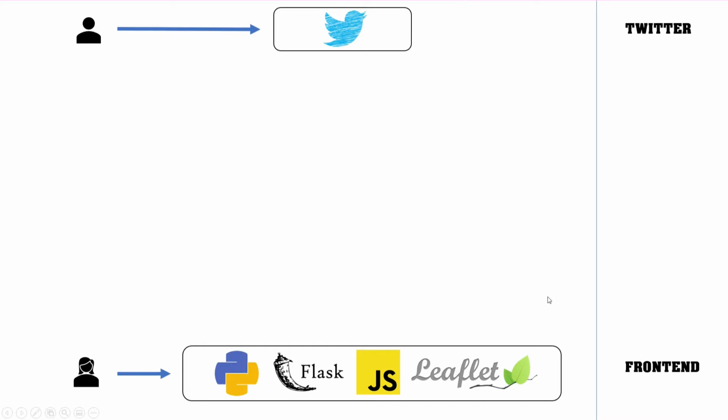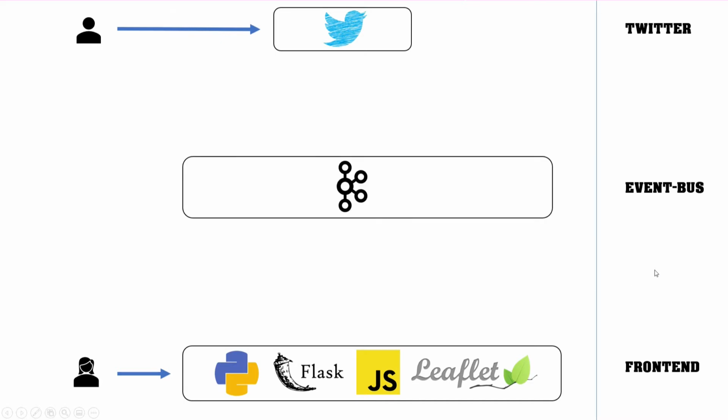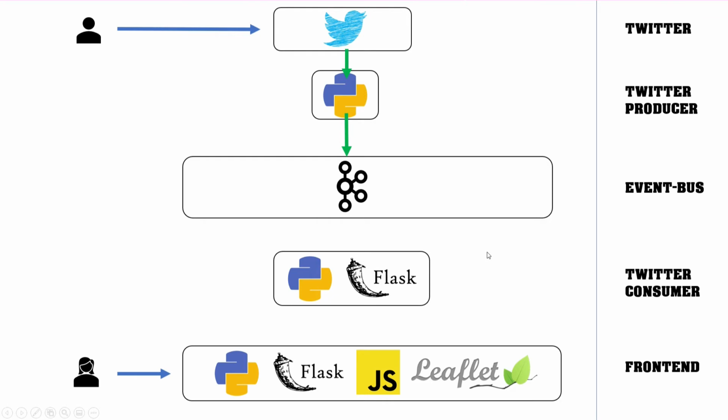And the interesting thing is really we want to decouple things. So we'll make use of an event bus based on Apache Kafka in the middle, and we'll create a so-called Twitter producer, which at the same time is a Twitter consumer. So it consumes data from Twitter based on our keywords, and it then produces data to our Apache Kafka event bus. And then on the other side, we'll write a short Twitter consumer with Python and Python Flask, which then consumes the data out of the event bus and basically provides it as an API to our front end.